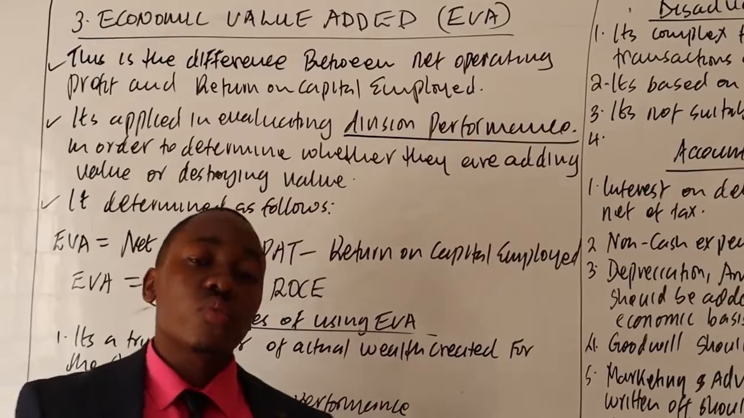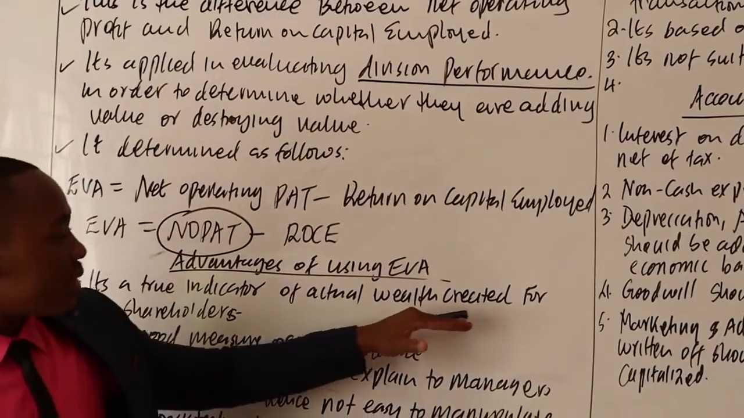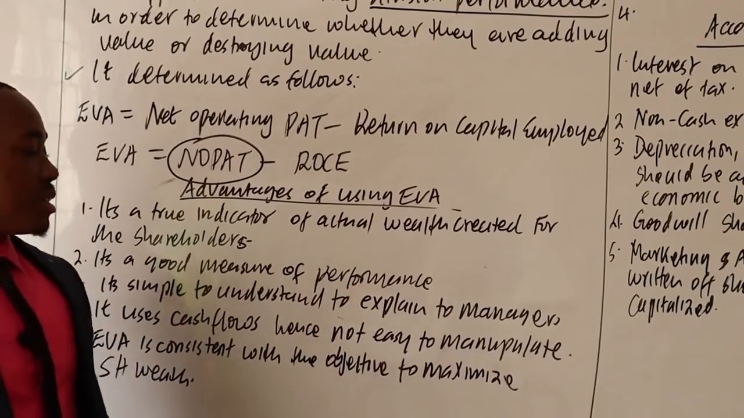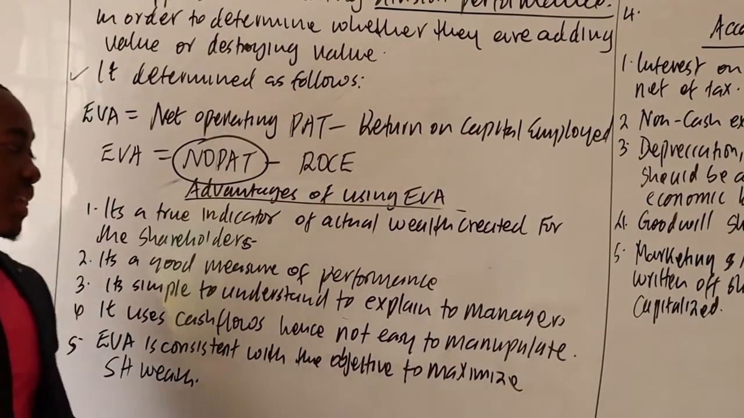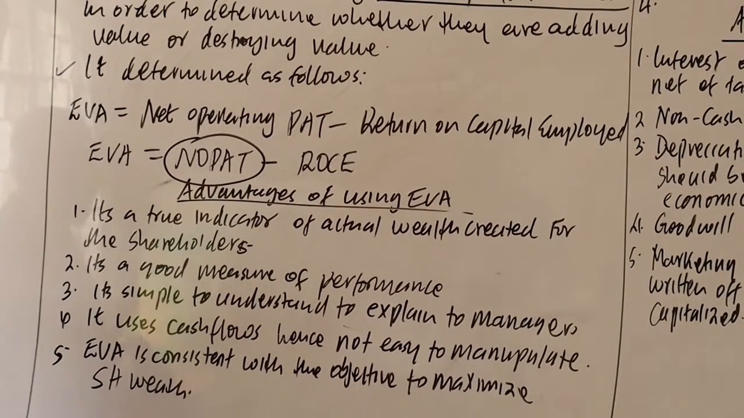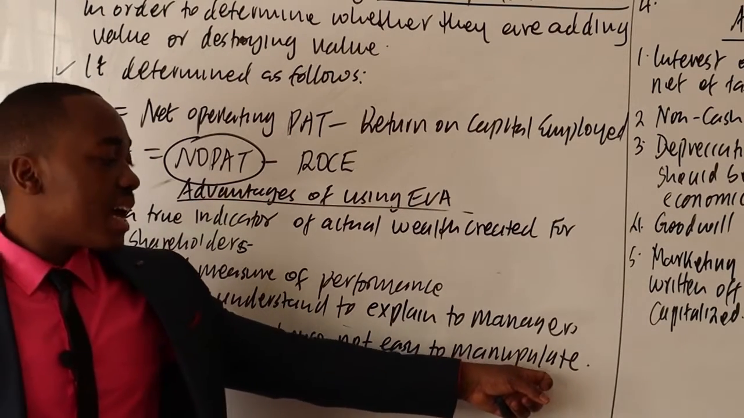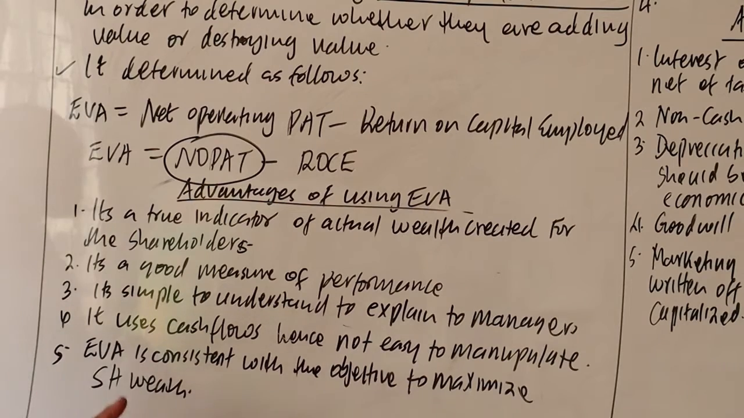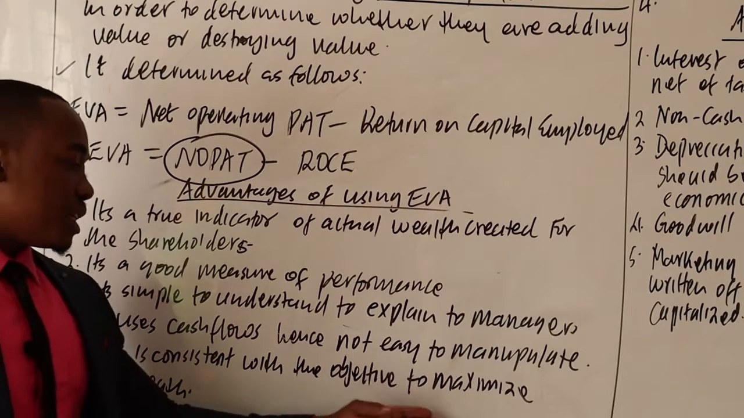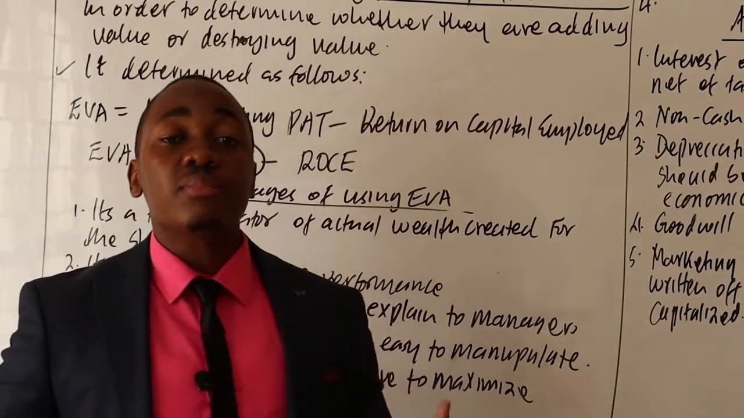So what are some of the advantages of using EVA? Number one is that EVA is a true indicator of the actual wealth created for the shareholders. Another thing is that it's a good measure of performance, because we have seen in this case determining whether they are adding or destroying value. And then it's simple to understand and to explain to managers. And then another advantage is that it uses cash flows, which is less easy to manipulate. So that means non-cash items will not be adjusted in this case. And then EVA is consistent with the objective of maximizing shareholders' wealth, because with EVA, we are determining how much value has been created.